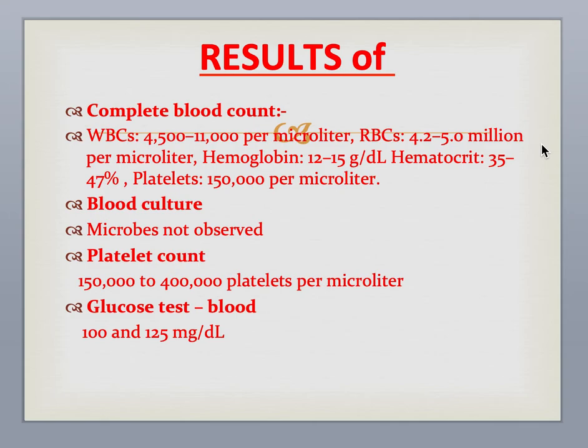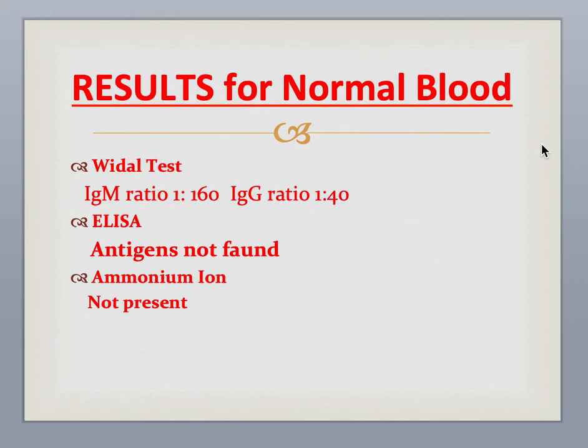The blood test results can be different based on the type of the test. For instance, a blood count test can tell you the number of white blood cells, red blood cells, hemoglobin, and platelets. The blood culture test can tell you the presence or absence of pathogenic microbes. The platelet count can tell you the number of platelets in the blood. The glucose test is usually to check for diabetes.